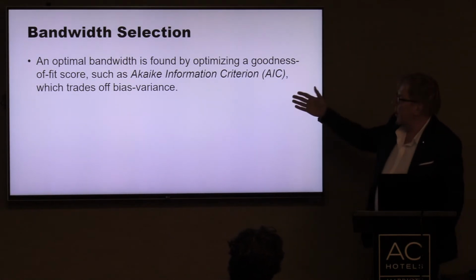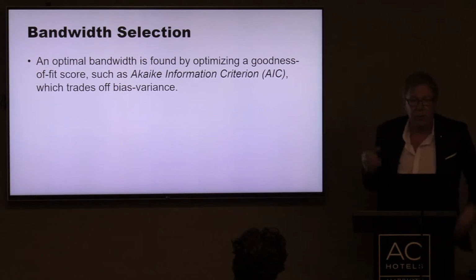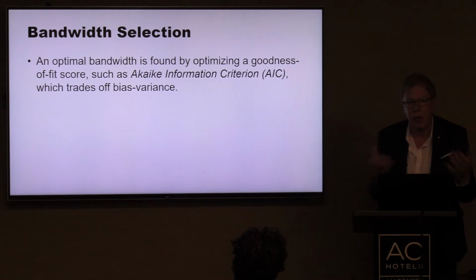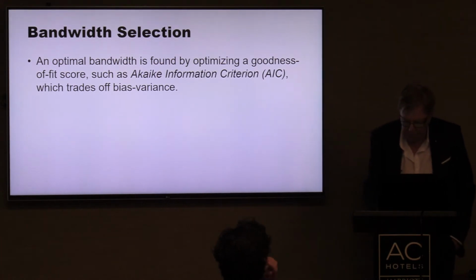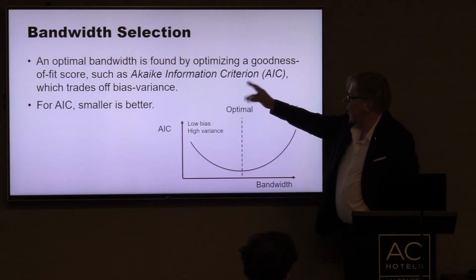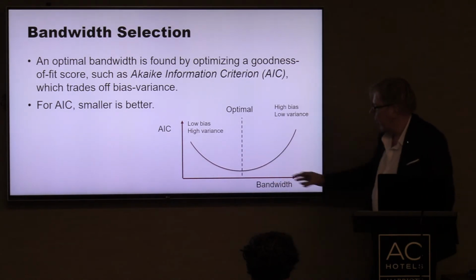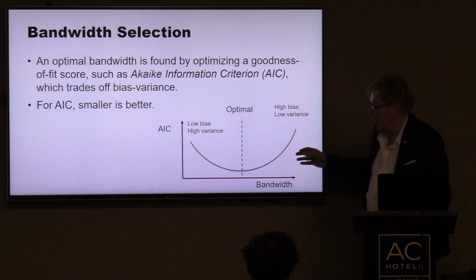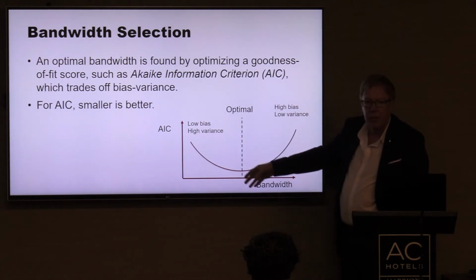And we do this in our program by optimizing a goodness of fit statistic, which incorporates both bias and variance. The Akaike information criterion does this, and for AIC, the smaller the value, the better. Typically, if we change the bandwidth from something very small to something very large, we get this characteristic shape. And what we want to find out is what distance is optimal in terms of minimizing a combination of bias and variance.